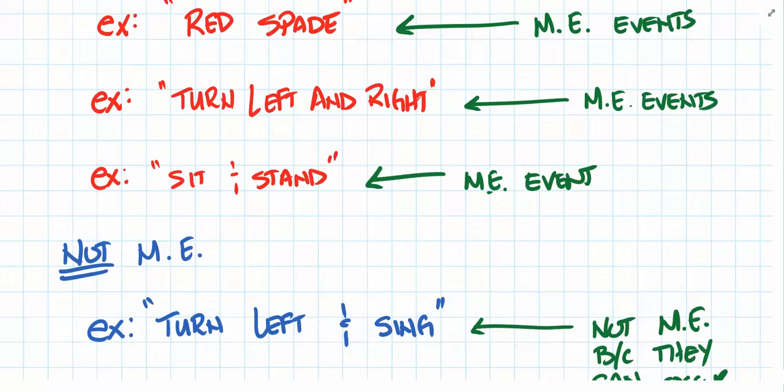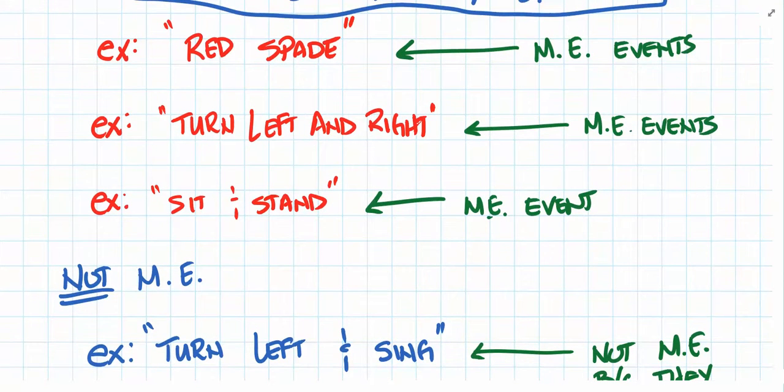Okay, here are some examples that are mutually exclusive. You cannot have a red spade. Let's say I was picking one card from a deck of cards. There's no way I could pick a red spade because spades are black. So those are mutually exclusive. Here's another one. You can't turn left and right at the same time. There's no way that those two events can happen at the same time, so they are mutually exclusive. Here's a third one. You cannot be sitting and standing at the same time. That's another mutually exclusive event.